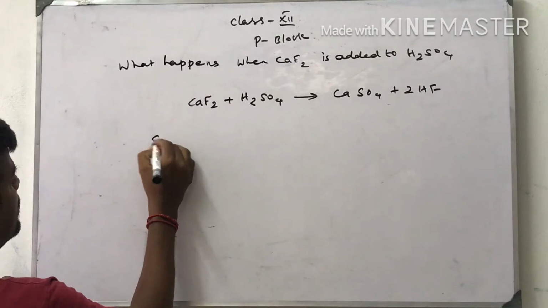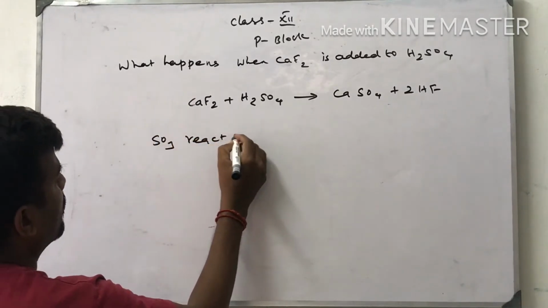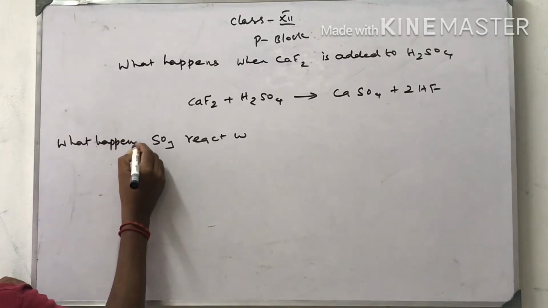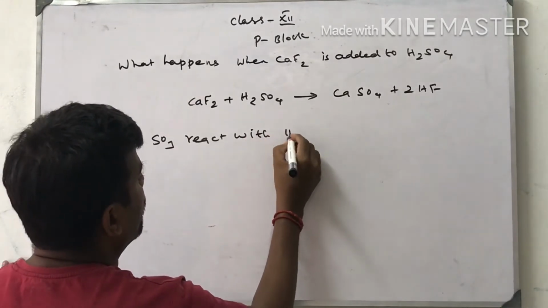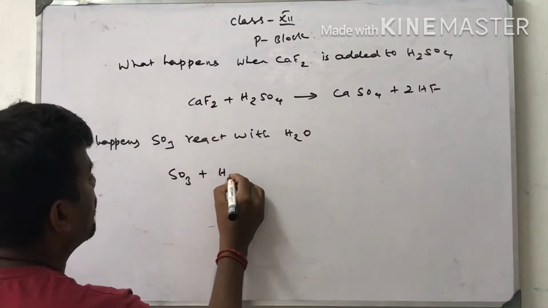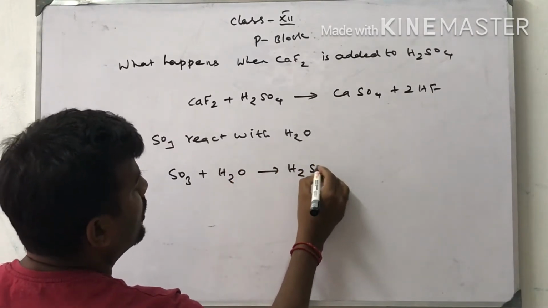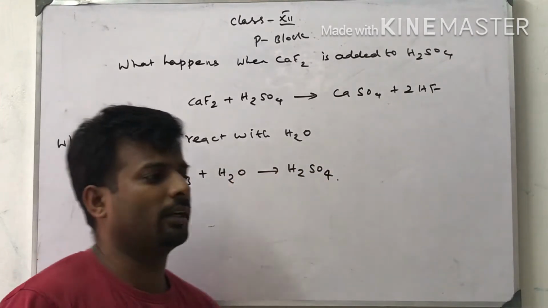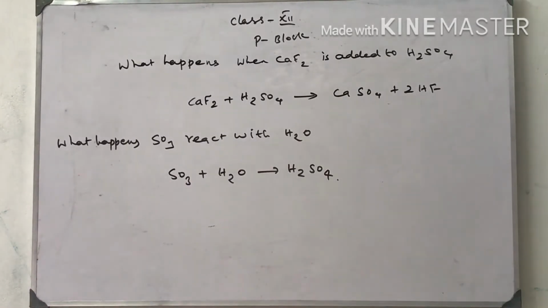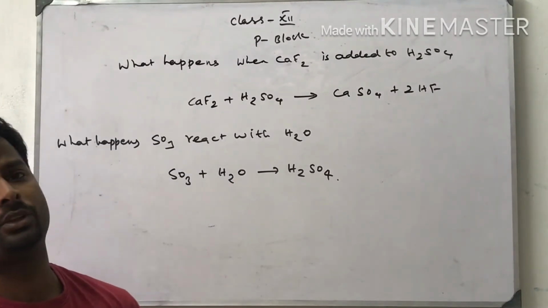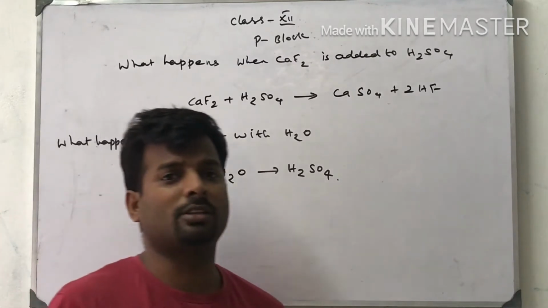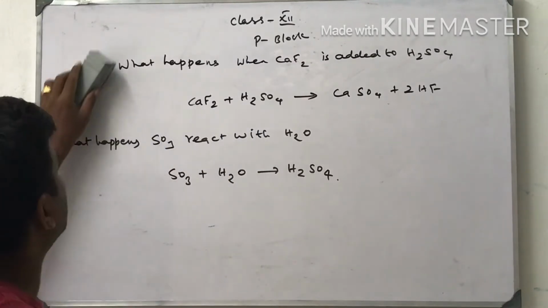Then the next question is: SO3 reacts with water, what happens? This is the second question. When SO3 reacts with water, it will give H2SO4. Acid rain: SO3 and sulfur dioxide are released from automobiles and mixed with cloud, and the rain is acidic in nature. Air pollution is the reason for that acid rain. All that you learned in the small classes. Very simple question.